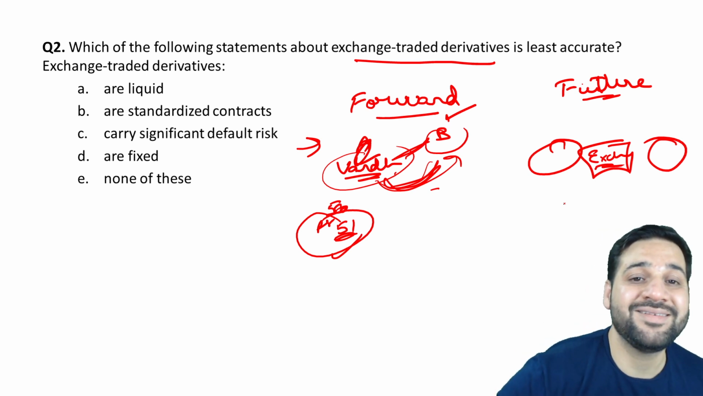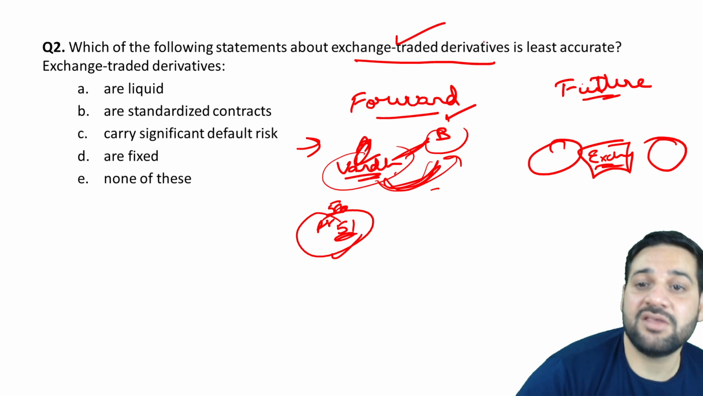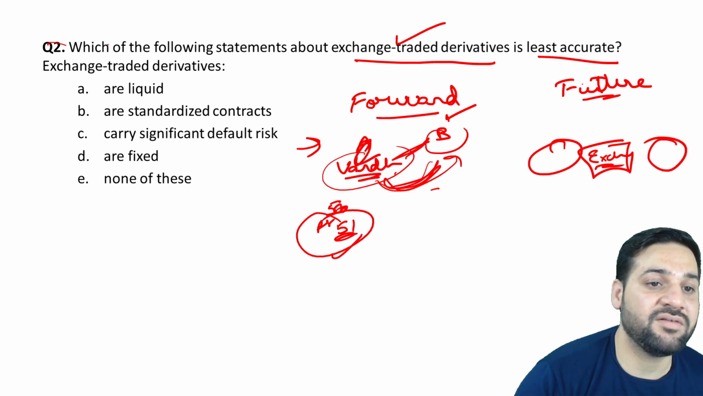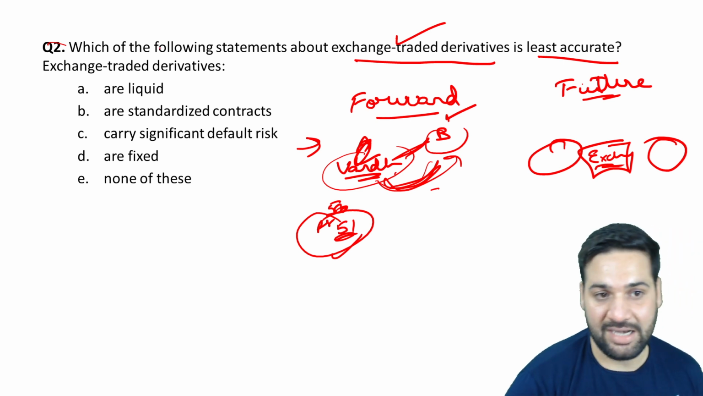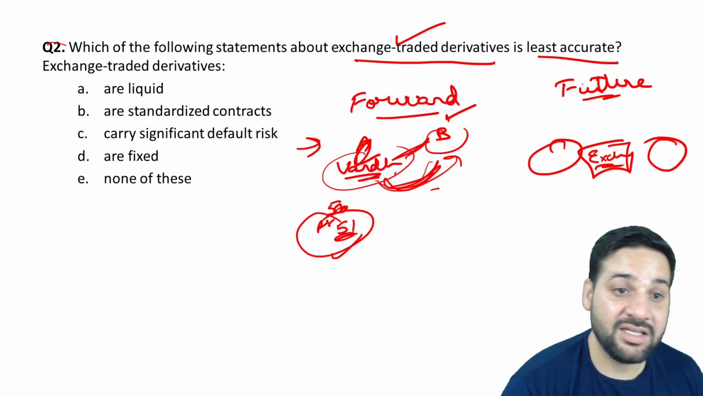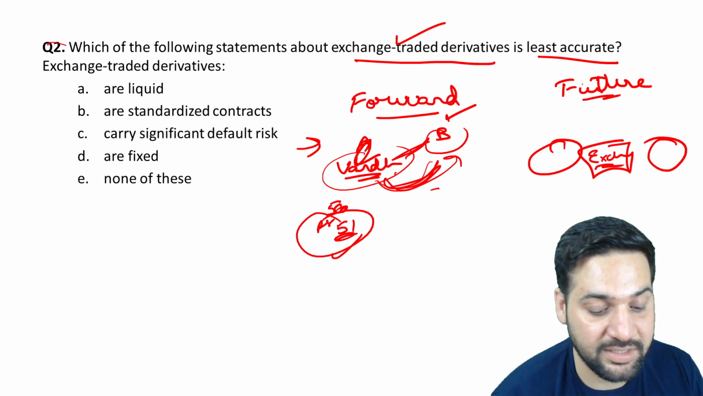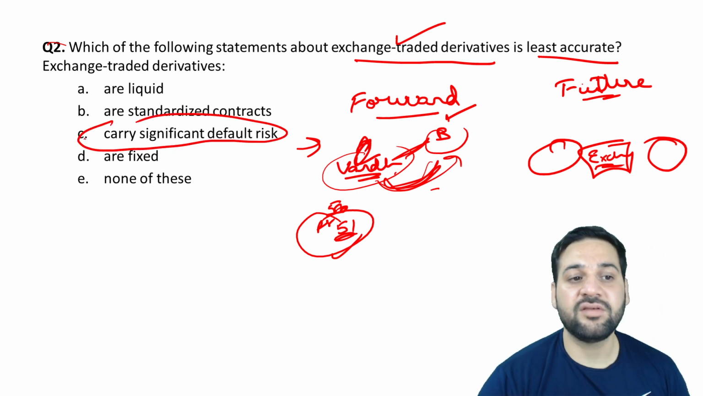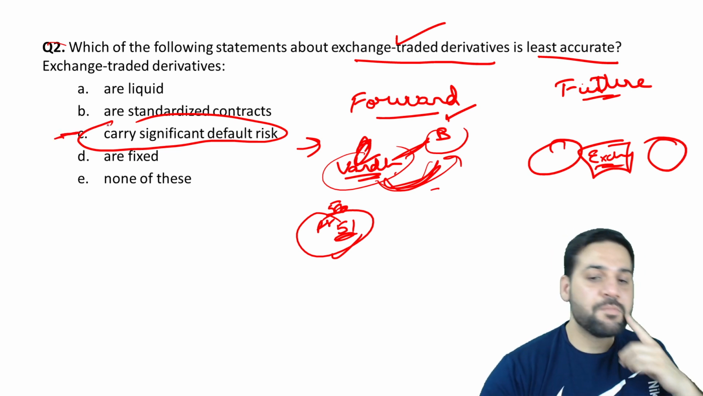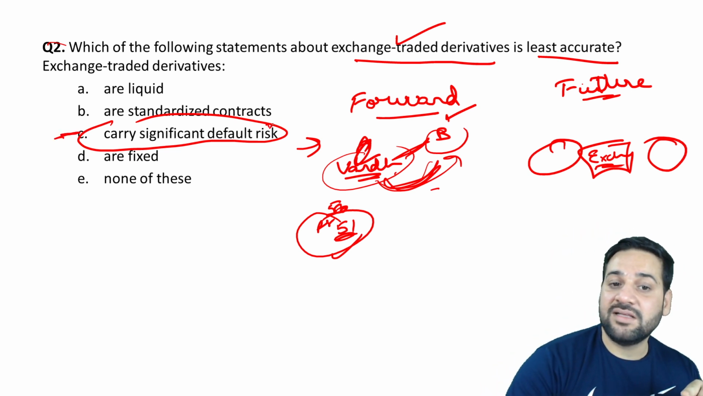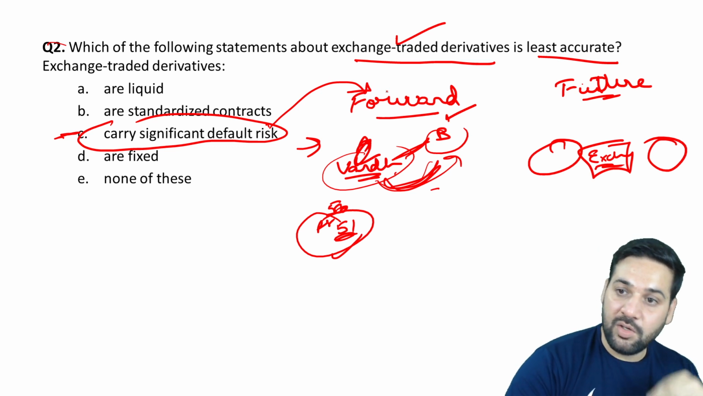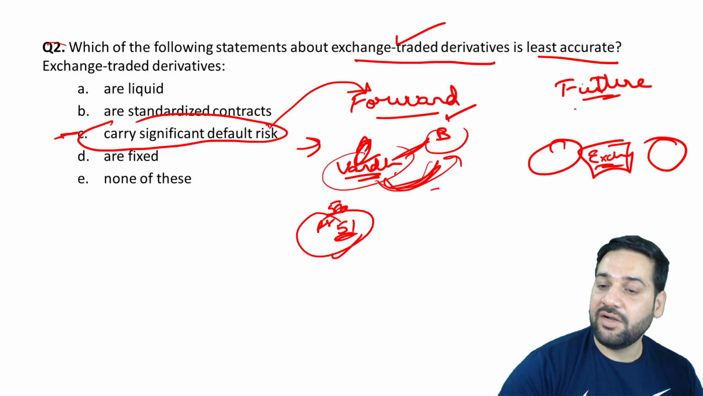Which of the following statements about exchange traded derivatives is least accurate? Exchange traded derivatives are liquid. They are standardized. They carry significant default risk. They are fixed. The rest is fine, option C has the problem, because default risk is a feature of forward contracts, not exchange traded future contracts.